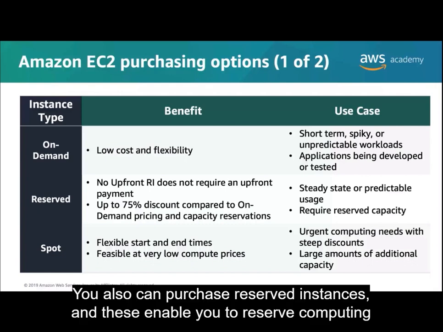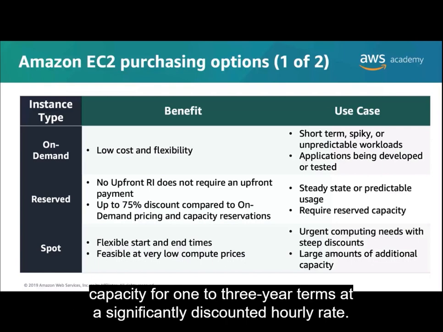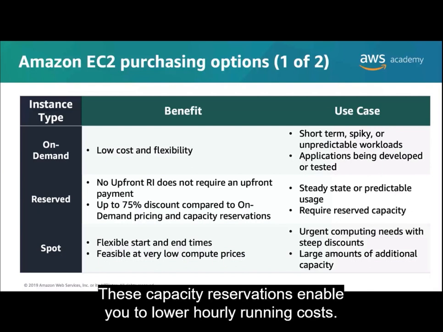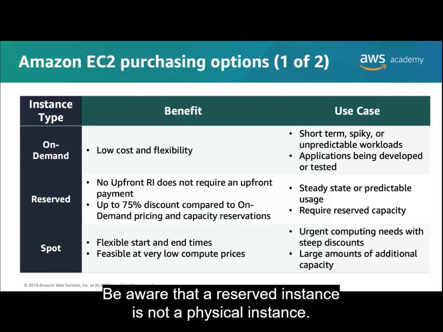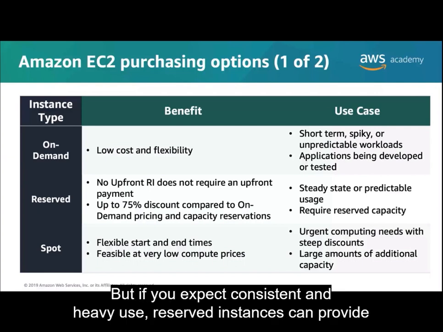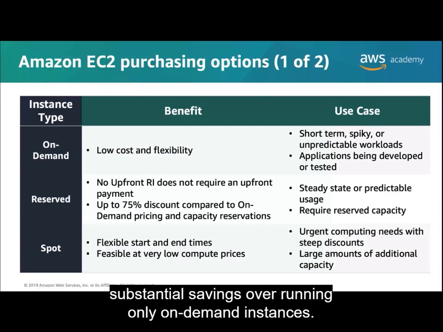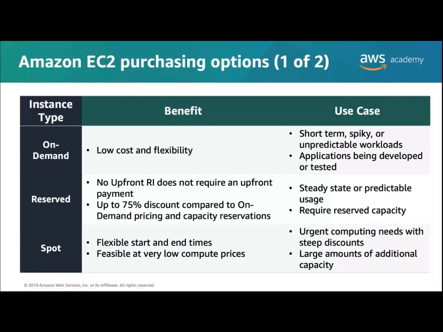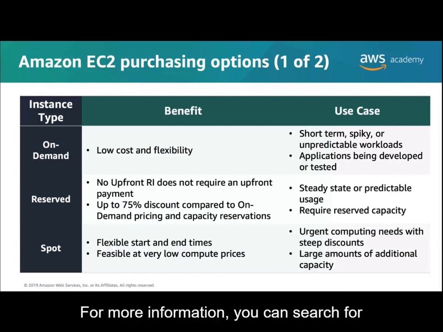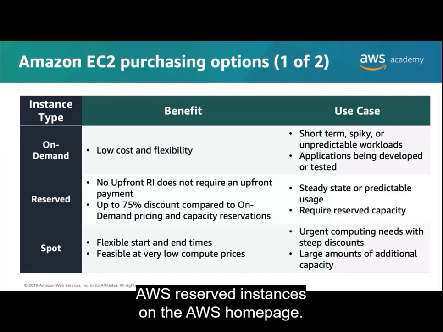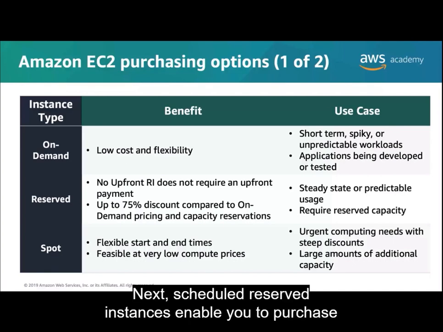You also can purchase reserved instances, and these enable you to reserve computing capacity for 1 to 3 year terms at a significantly discounted hourly rate. These capacity reservations enable you to lower hourly running costs. Be aware that a reserved instance is not a physical instance, but if you expect consistent and heavy use, reserved instances can provide substantial savings over running only on-demand instances. For more information, you can search for AWS reserved instances on the AWS homepage.